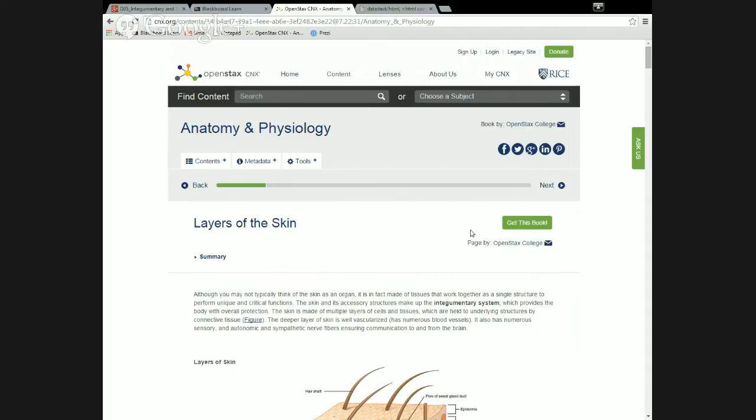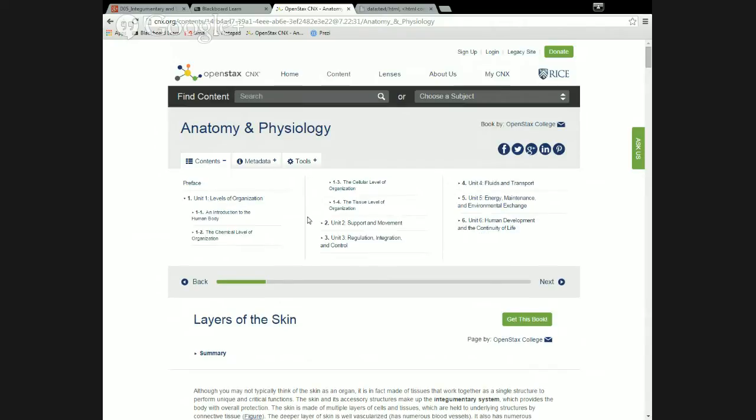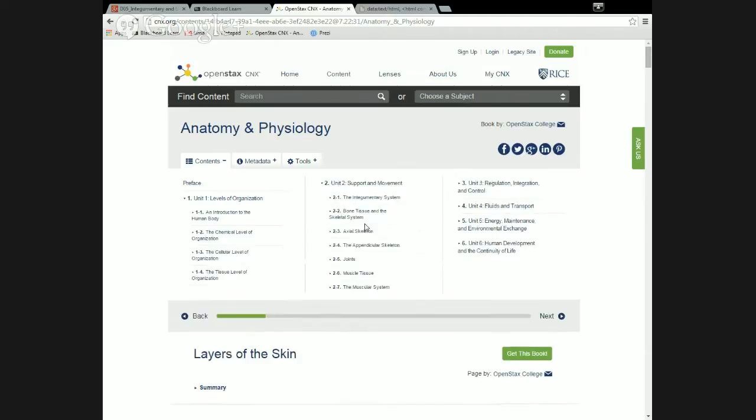Now, back in chapter 1, there was an explanation of the levels of organization, the chemical level of organization, the cellular level of organization, the tissue level of organization, that kind of thing. The next thing that we get into after those levels of organization is the first of our organ systems.